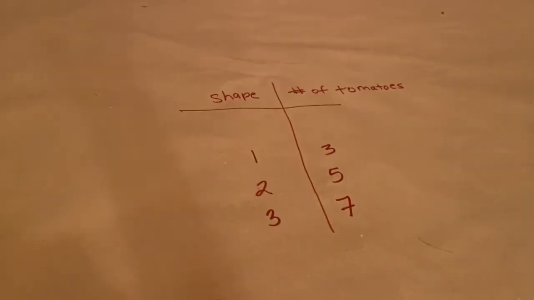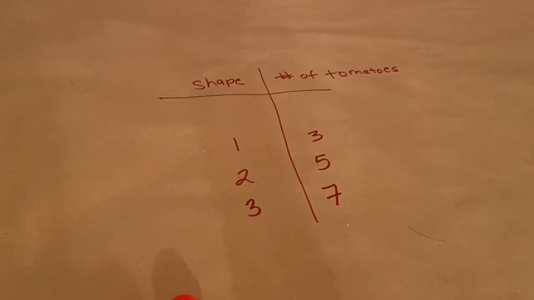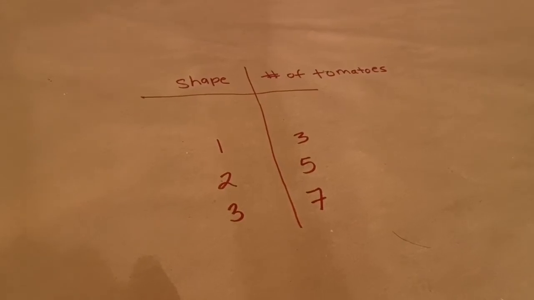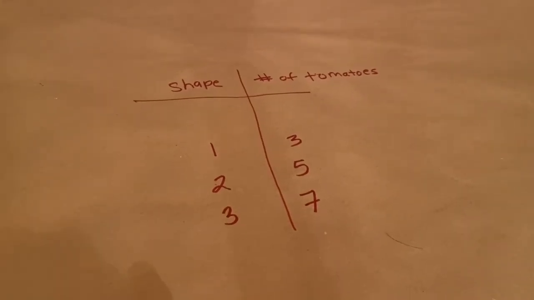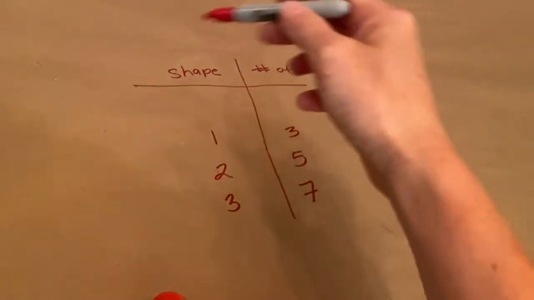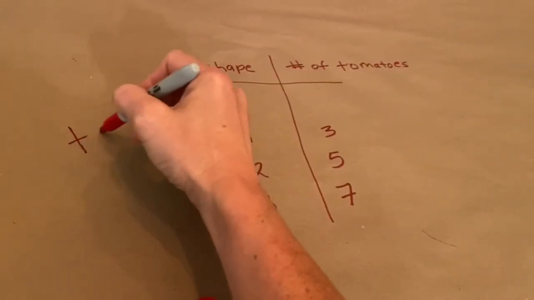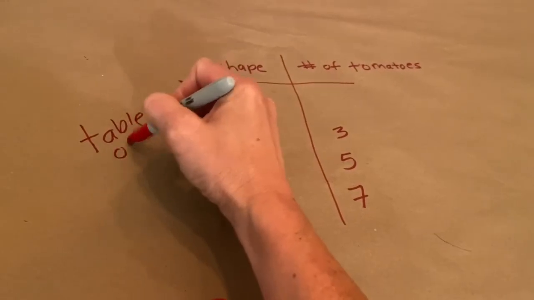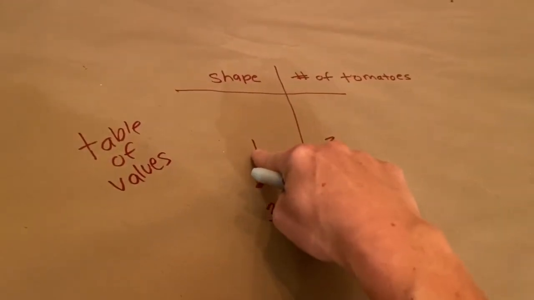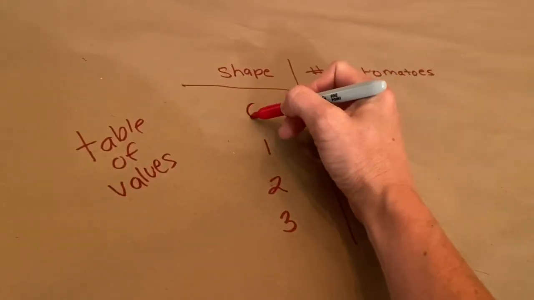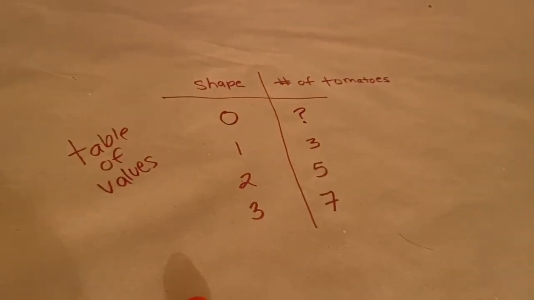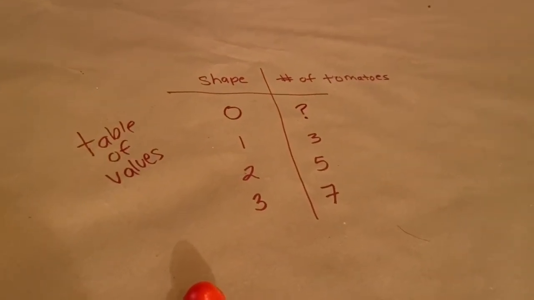And today in class, I told you there was one thing that was most important that I wanted you to remember. The one thing that is most important is that when you have a table of values, your table of values should not start with 1. It should always start with 0. So I want to know how many tomatoes there would be in shape 0.